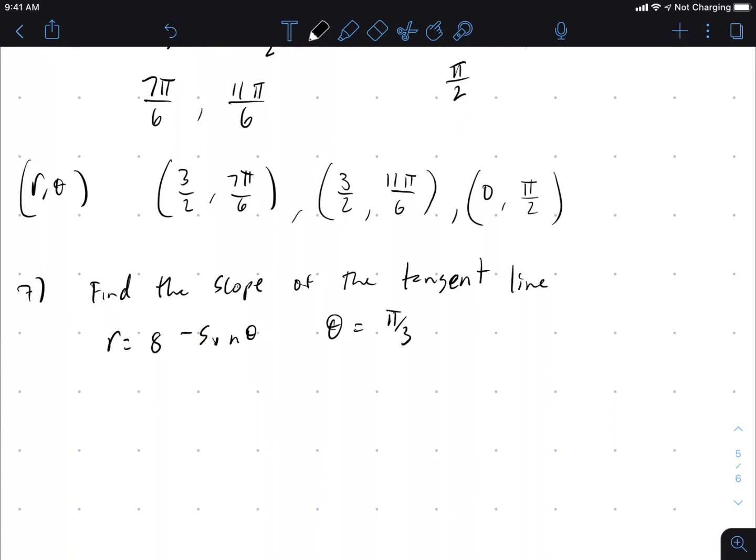Have you guys picked up the trick on what to do? We start by doing x equals r cosine theta. Okay, that's the trick.